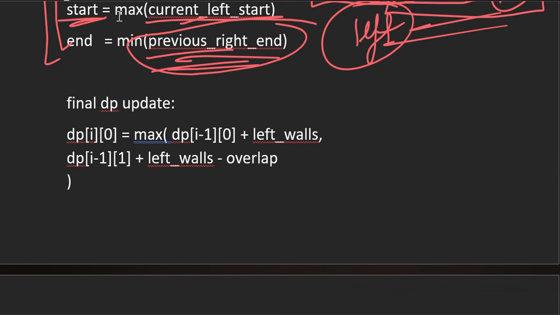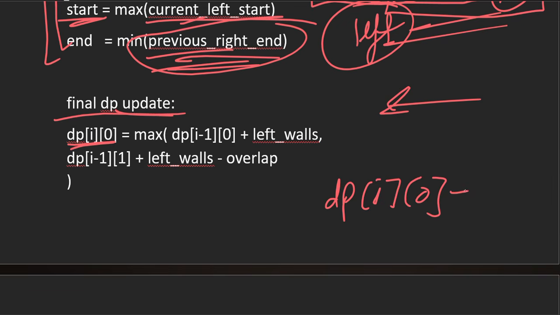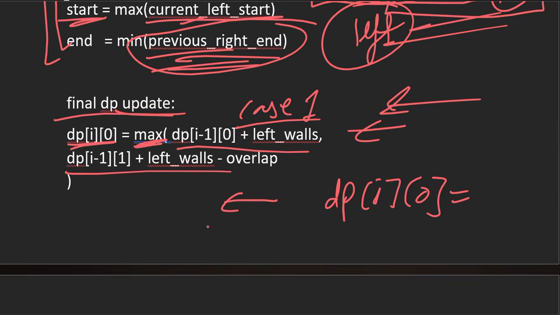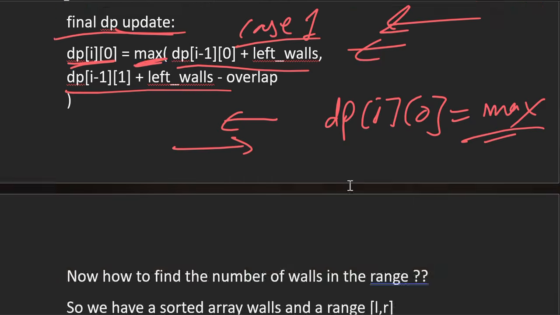So if you see case 2, that is firing in the left direction, we have two cases. For the final dp update, that is dp of I in the left direction, we take the maximum of both cases. Case 1 in which both are firing in the left direction, and case 2 in which ith is firing in the left direction and I minus 1 is firing in the right direction. So we take the maximum of these two, right?